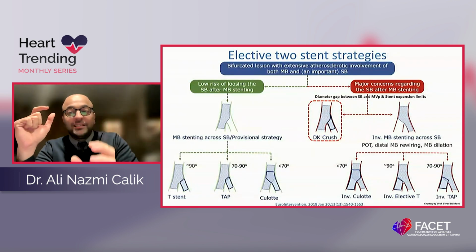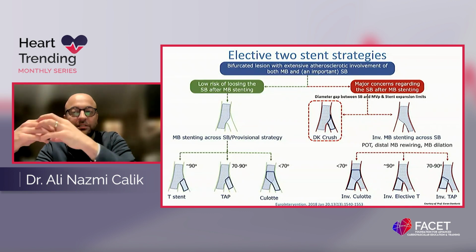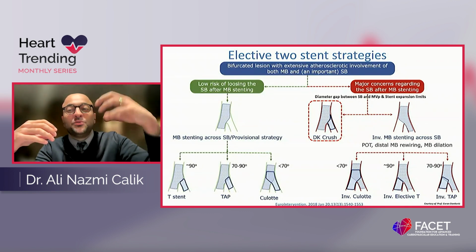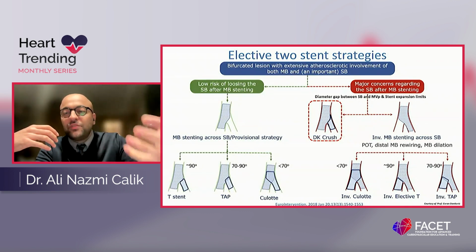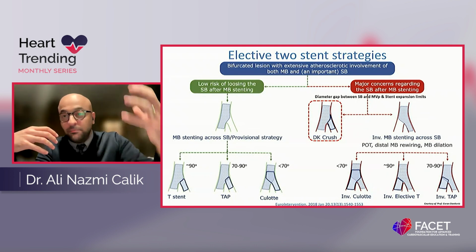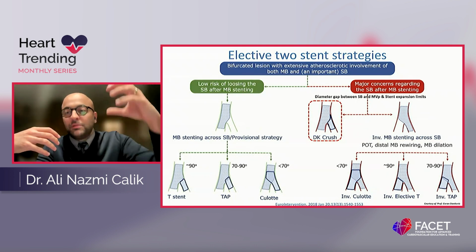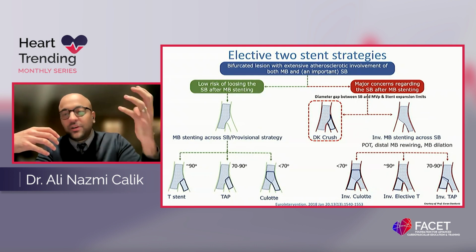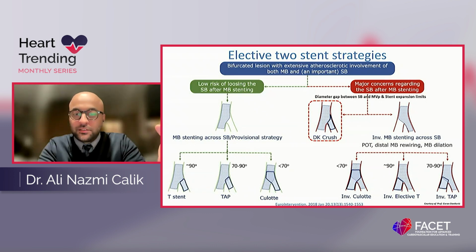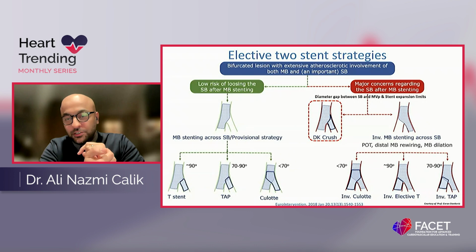But if you have a significant diameter gap between the side branch and the main vessel, you will not be able to safely expand this stent in the main vessel proximal. Probably it will hang with a significant malapposition. Of course, this is not recommended. In such patients, we have to apply DK crush.